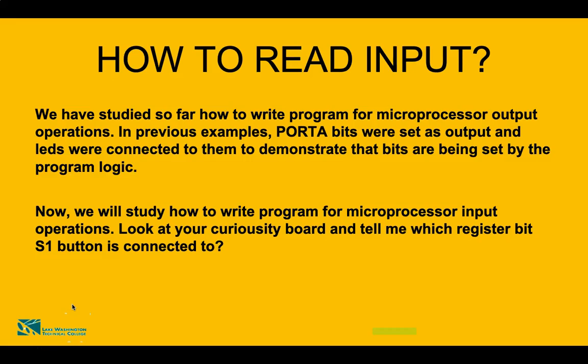So in the last few program examples which we have taken, in all of those we have made port A our output, and LEDs basically show the program outcomes, like what your program does. For example, whether it was a blinking LED or rotating the LEDs. So for all those cases, we took port A bits as output. But now we are going to study how to write programs for microprocessor input operations.